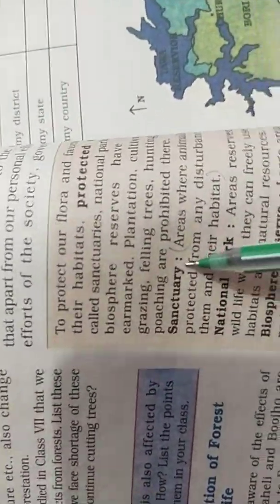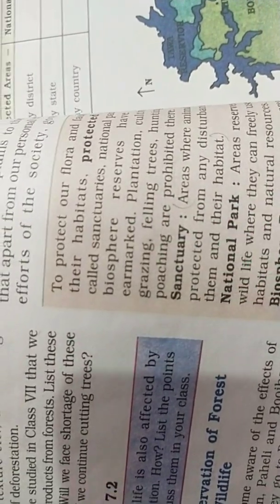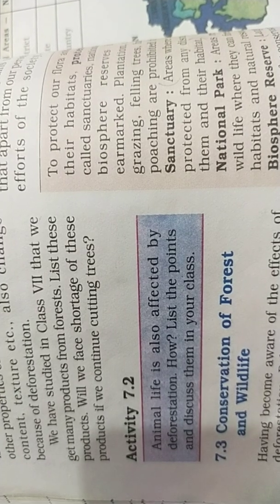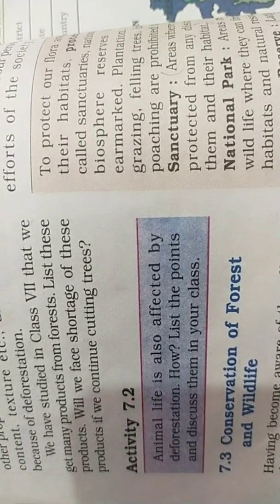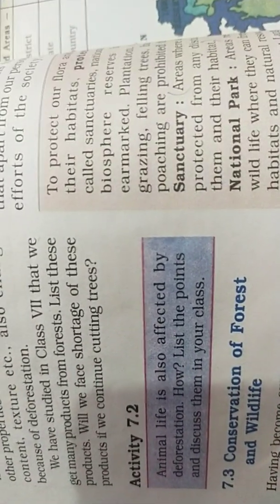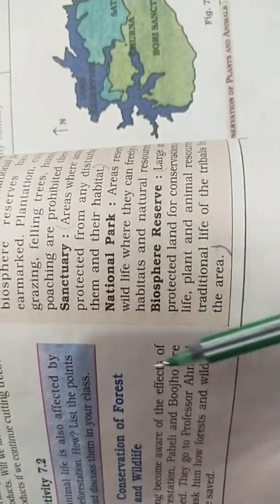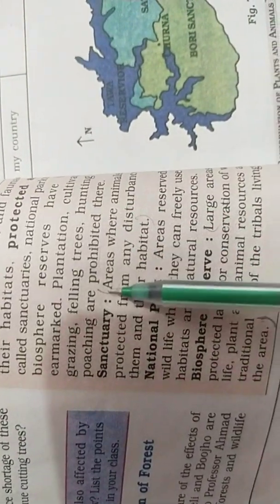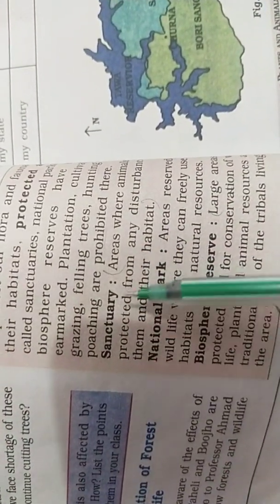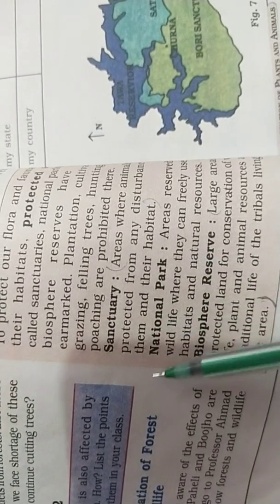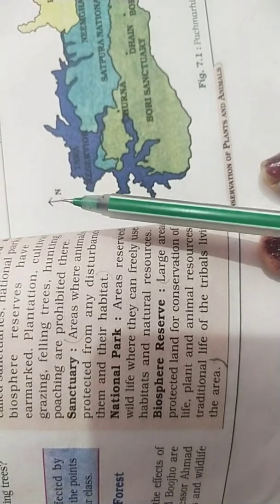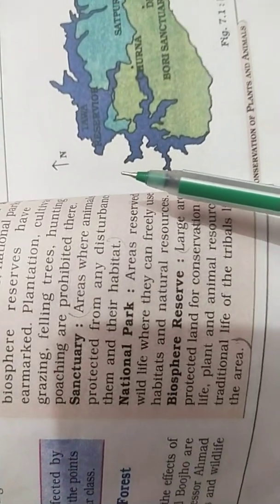What are sanctuaries, children? We can divide the protected area or the reserved area for keeping our plants and our animals in a safer environment. So the government has made so many national parks. The government has made so many sanctuaries. The definition given here: areas where animals are protected from any disturbance. Okay, so sanctuaries are the protected areas where the animals are kept and they are not disturbed by anyone.